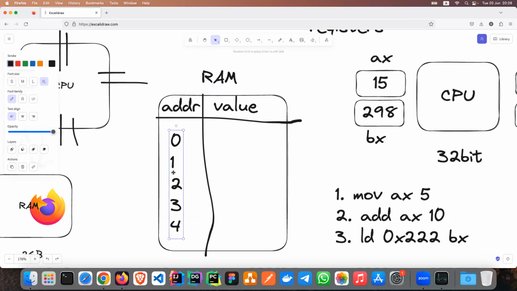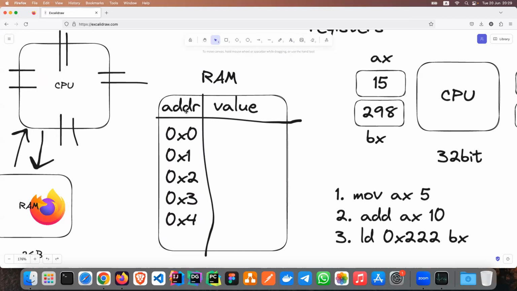Sometimes the numbers are written in hexadecimal, which means base 16 notation, not base 2, not base 10, but base 16. When people write in hexadecimal notation, they write 0x. For example, 0x0 means just 0. 0x1 means just 1. 0x2 means just 2. Okay, these are my addresses.